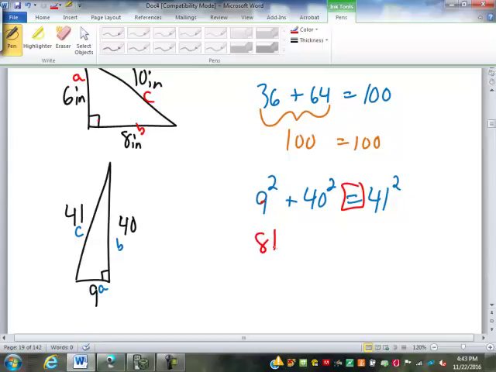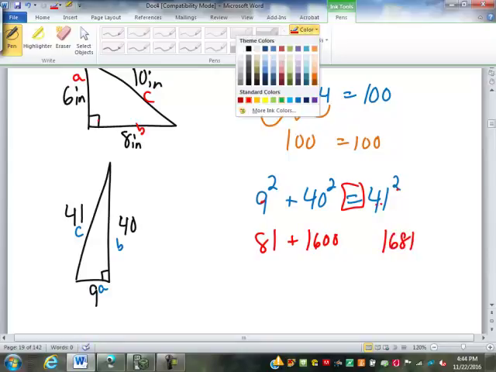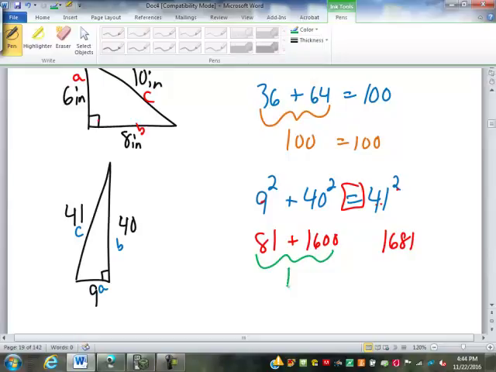9 squared is 81. 40 squared is 1600. 41 squared is 1681. I add these together, I get 1681. Yes, they do equal, so I can put an equal sign in there. So this is a right triangle, and that is a right angle.